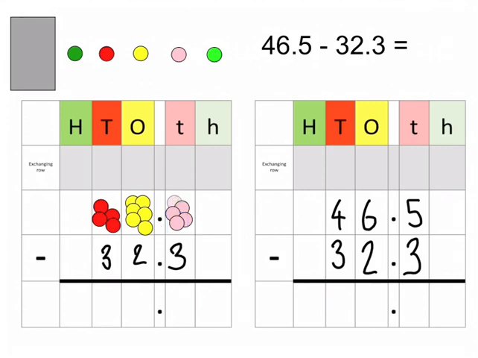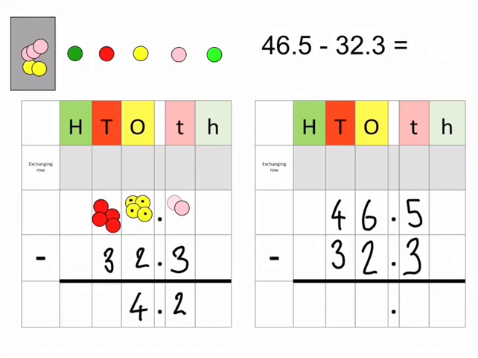So, take away, we'll start from the right hand side like we always do. We need to take away 0.3. 0.1, 0.2, 0.3. I'm left with 2 tenths. 2 goes in there. Next column's a ones column. I've got 6 tenths. I need to take away 2 of them. 1, 2. I'm left with 1, 2, 3, 4 of them. 4.